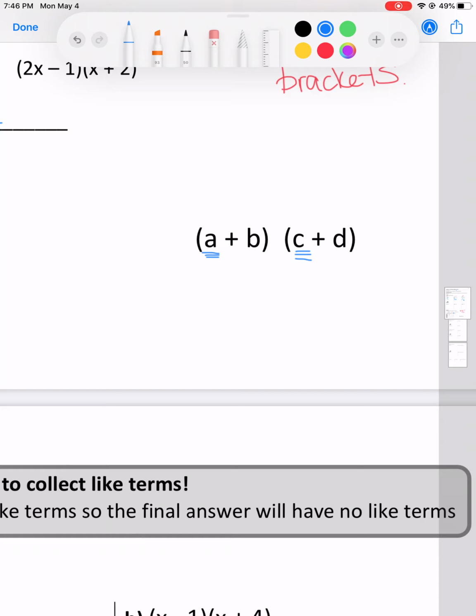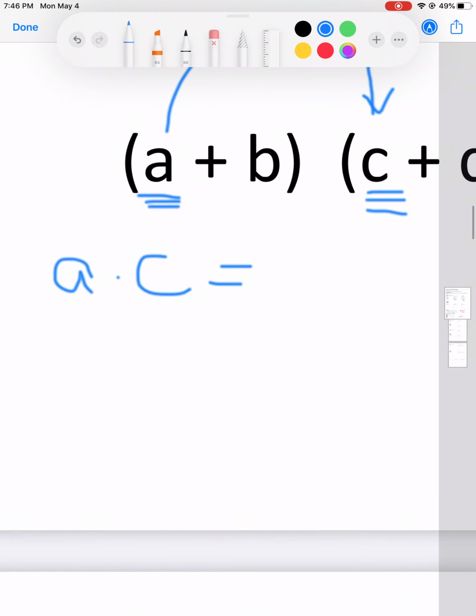So we'd be doing A times C. Okay? So it'd be A times C. Well, what does that give me? It just gives me AC. Because remember I said it's like collecting like terms. So my A's only go with my A's and my C's only go with my C's. Well, I can't say A squared or C squared because there's only one of each.